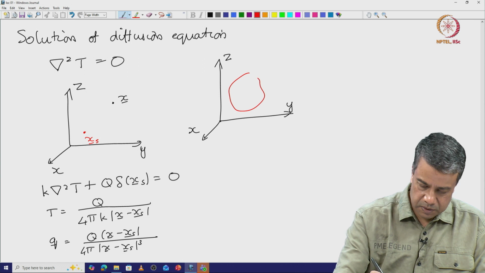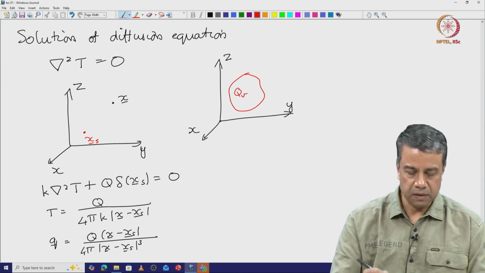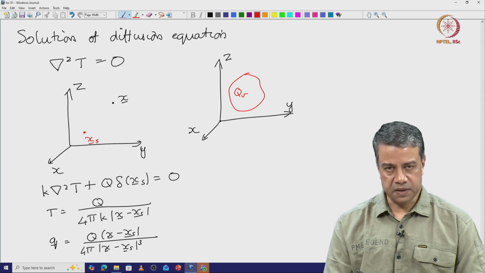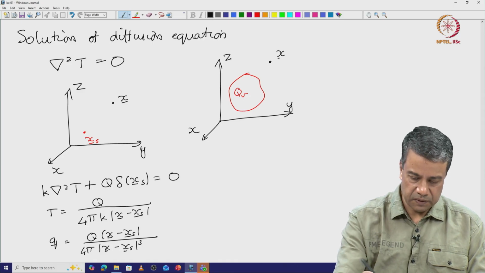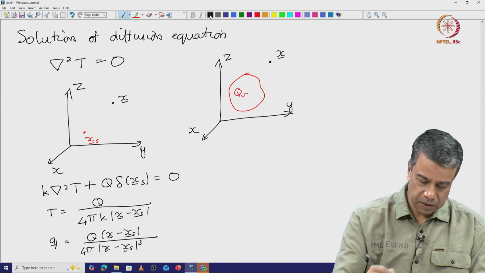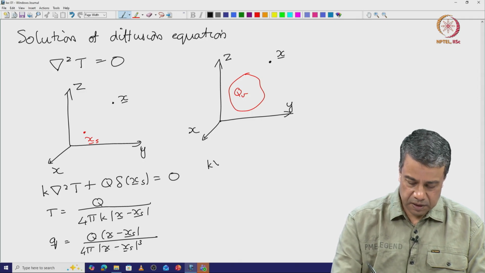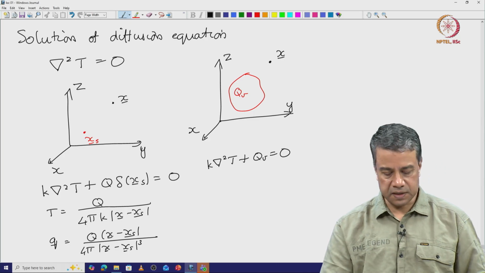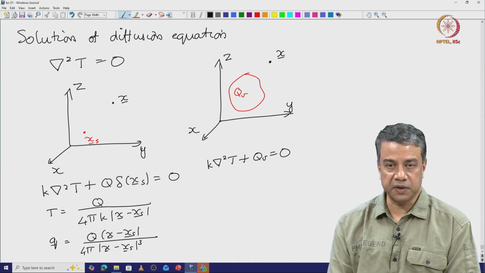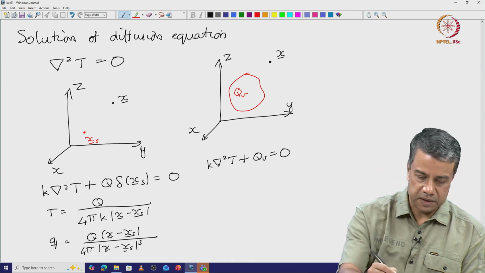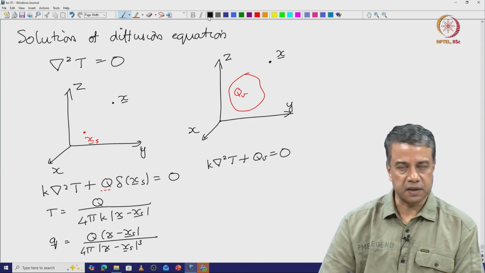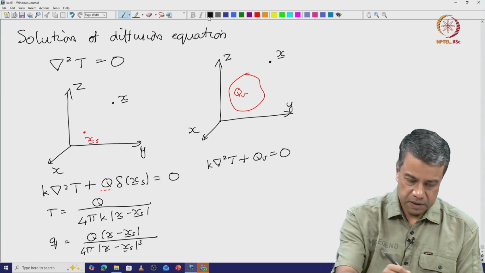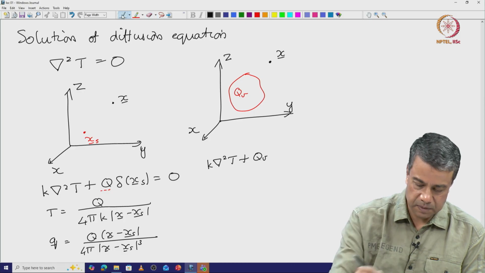if you have some distributed source, QV per unit volume, say due to phase change or reaction or some other such reason, and you have a location x, the equation that you have to solve is k del square T plus QV is equal to 0. Note that in this particular case, QV is the energy generated per unit volume per unit time, whereas Q for a point source is the energy generated per unit time, and the delta function has dimensions of 1 over volume. So, in this case, the source could in general be a function of position.